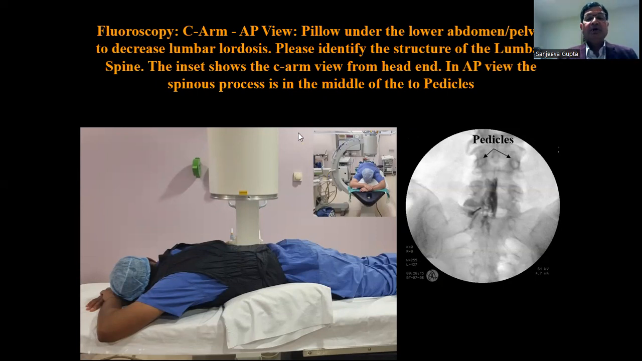So in that AP view, because the beam is coming from here and going here to be captured, the most important thing is, that's an AP view picture. Identify the pedicles on either side and the spinous process. You can see the spinous process. So in a true AP view, the spinous process should be in the center of the two pedicles.